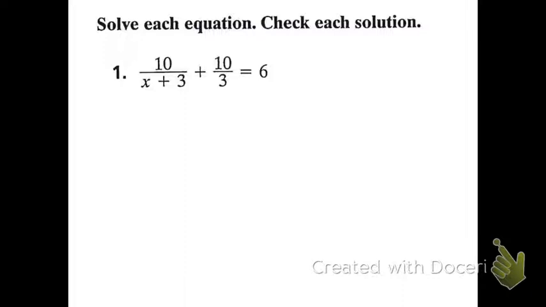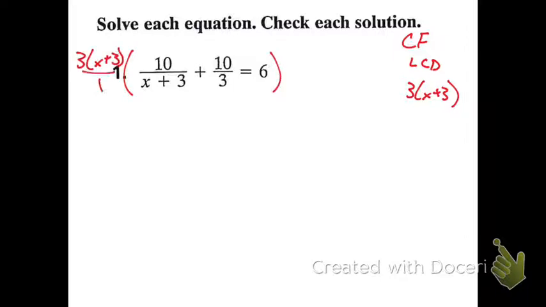Now, here we have two fractions being added equal to 6. So we are going to multiply through by the LCD. We're going to clear the fractions on this one. Now, the LCD, least common denominator, has to be 3 and x plus 3. So that's what we're going to multiply through by. So both left and right, we're going to multiply by 3(x plus 3). And this is over 1 if you want to consider it that.